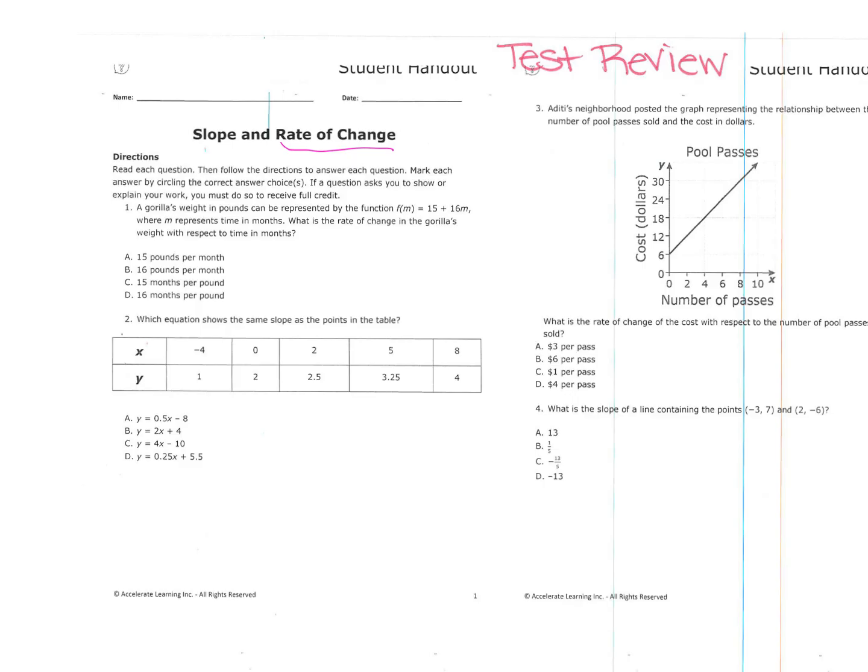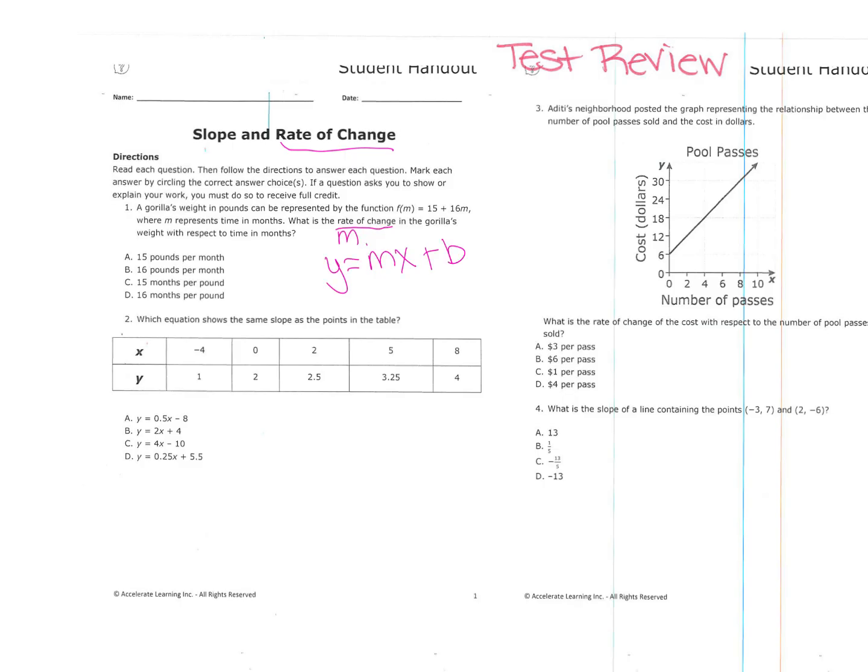So here we have a gorilla's weight in pounds represented by the function f of m equals 15 plus 16m, where m represents the time in months. They're asking what is the rate of change. So keyword there, rate of change, they're just asking for slope. One thing I'm going to remember is that to find slope, we always want to be in slope-intercept form. Okay, so that is y equals mx plus b.